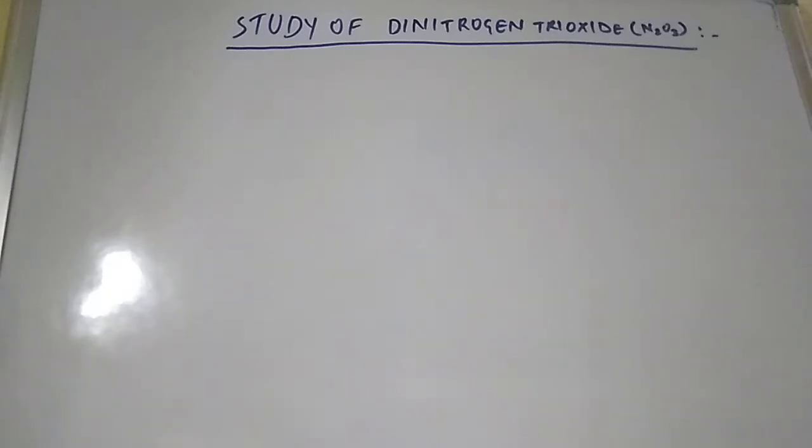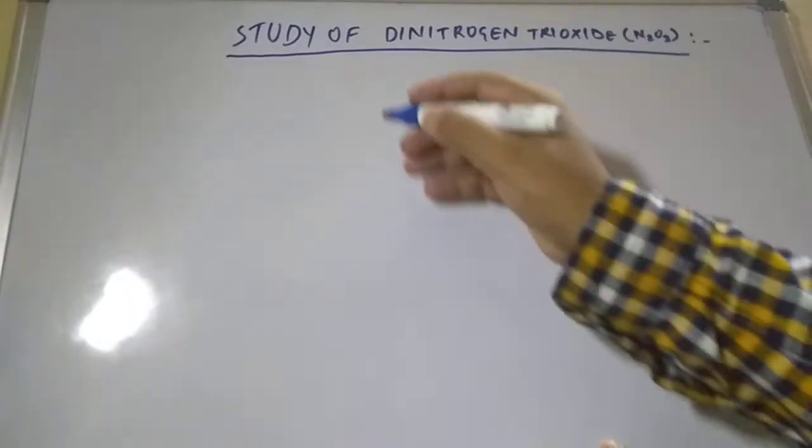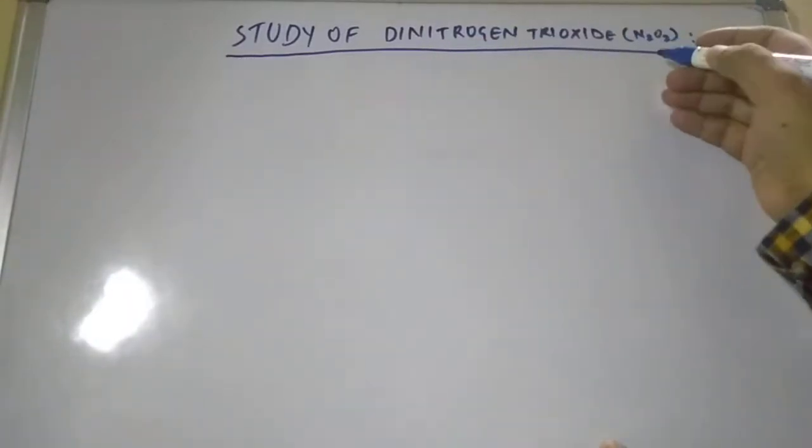Hello, good evening, friends. Today I'm going to discuss the preparation and properties of dinitrogen trioxide. This is also a type of oxide, as we have studied nitric oxide and nitrous oxide. Similarly, this is dinitrogen trioxide. The formula is N2O3.